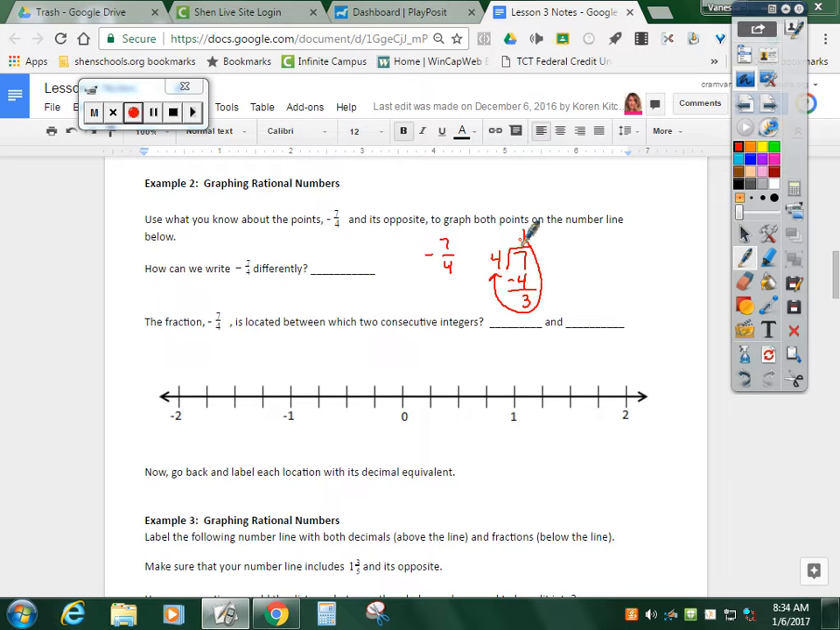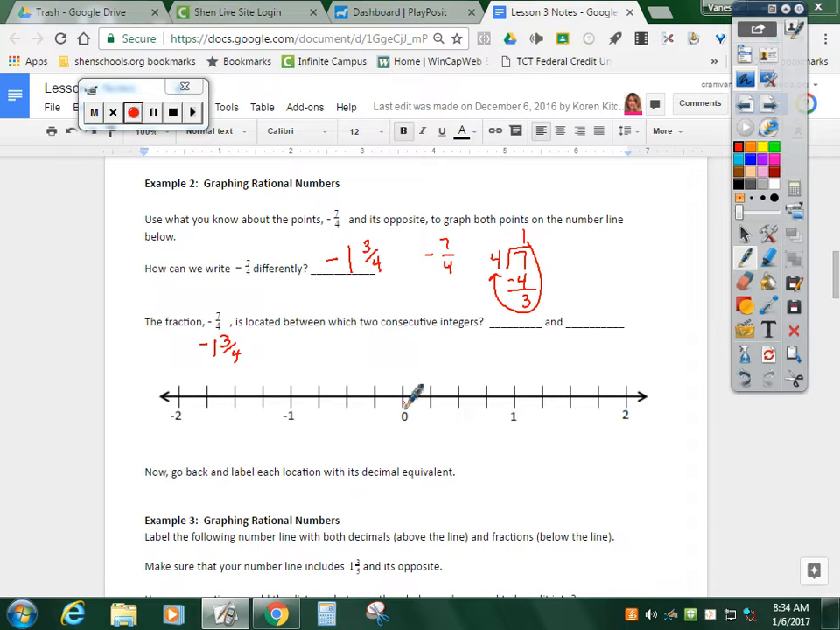4 fits into 7 one whole time, and there are 3 left over. That means -7/4 can also be written as -1 and 3/4. The fraction -7/4 or -1 and 3/4 is located between which two consecutive integers? This is very tricky. I'll show you where -1 and 3/4 is. This means you're down 1 and an additional 3/4.